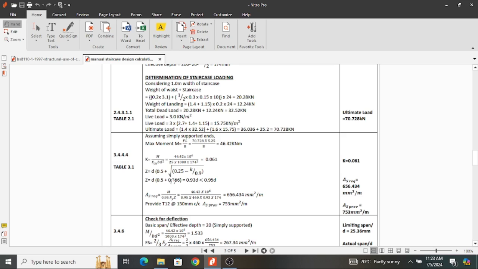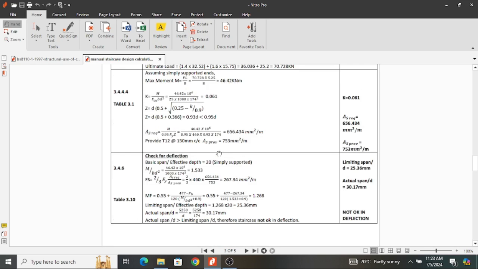I'm going very fast because I've already dealt with this up there. And the area of steel required, I've explained how to get it, and this gives you 656.434. And therefore, initially I had provided 12 millimeter bars spaced at 125, but I'm going to provide 12 millimeter bars spaced at 150. And this will give me 753 millimeter squared per meter. And this is therefore sufficient. But let's still carry out the deflection check because this is what failed.